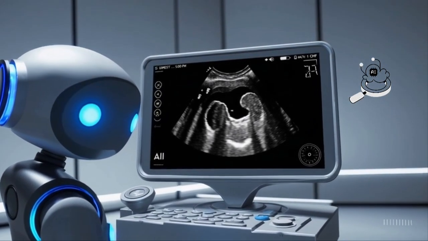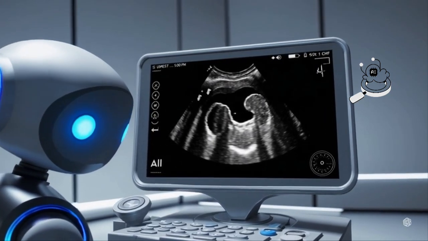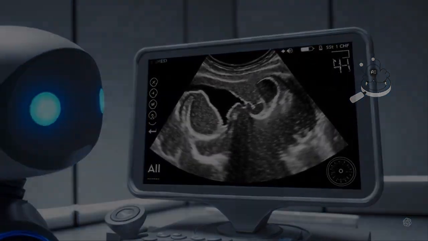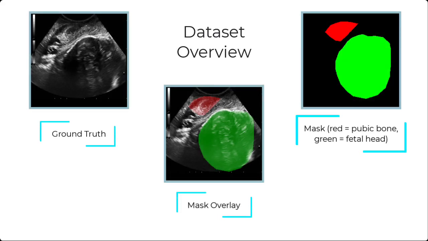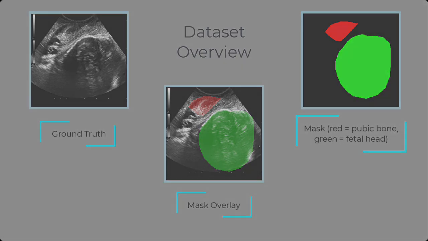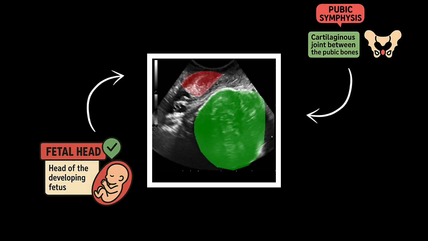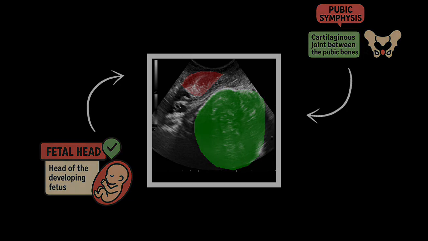For that, we need high quality labeled ultrasound data, and that's where my project comes in. Our dataset contains 1,000 carefully annotated ultrasound images, each showing the exact position of the baby's head and the mother's pelvic bone. These labeled images are essential for teaching artificial intelligence, helping computers see what doctors see.